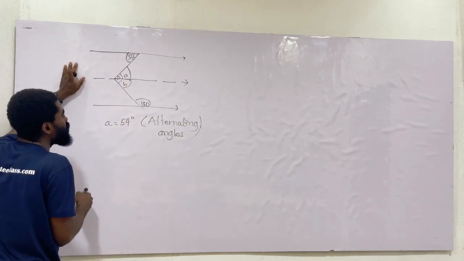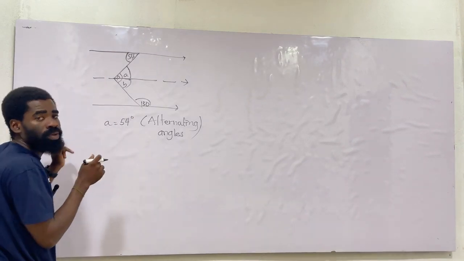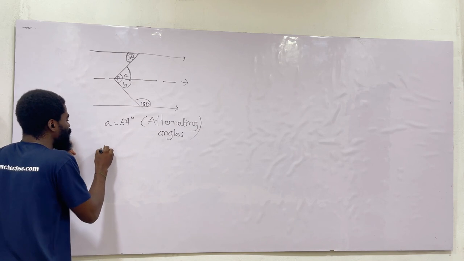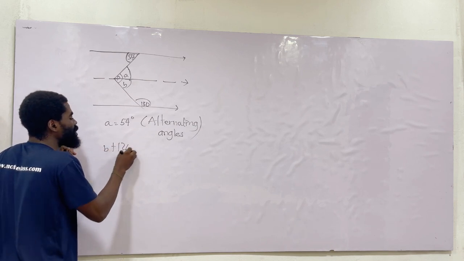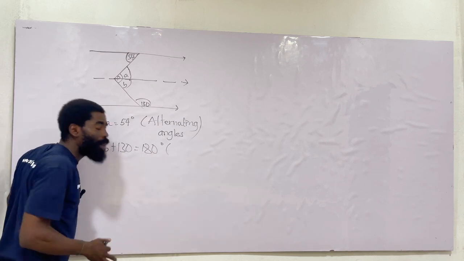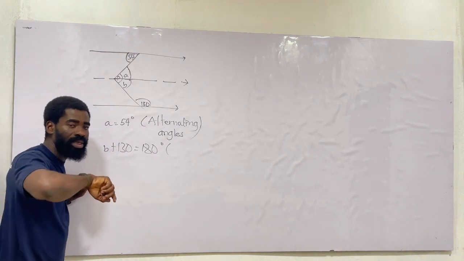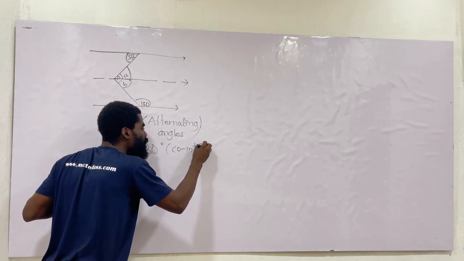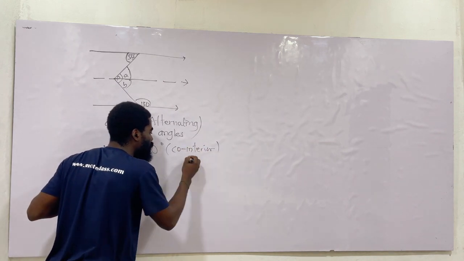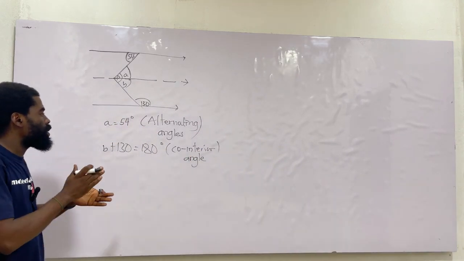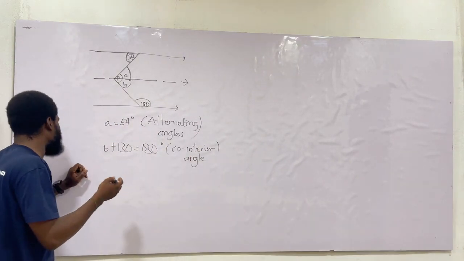So we have A. Once we get B, we can sum A and B to get P. Okay, so let's go. Now, here we can also say that B plus 130 equals 180 degrees. What's the reason? I know you know the reason. Because they are co-interior angles. Then we can sum them and say they are supplementary.